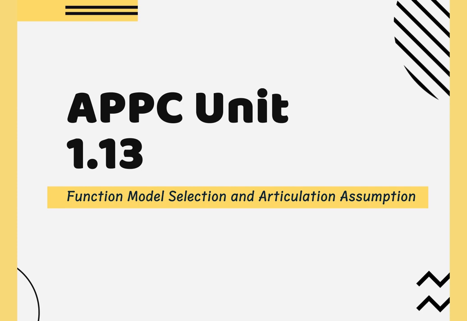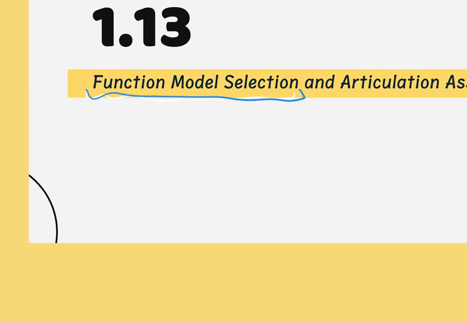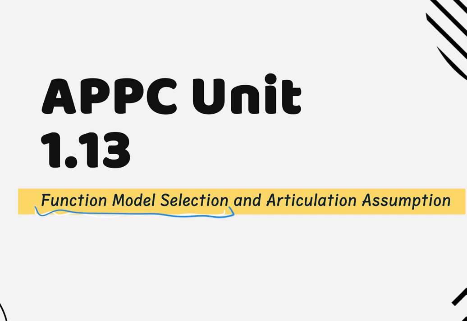This is 1.13, called Function Model Selection and Articulation Assumption, which is a lot of words. The beginning, function model selection, is something we've already done before. This is determining if it's linear or quadratic or cubic based on the common difference. That's the good news. We've done that before.